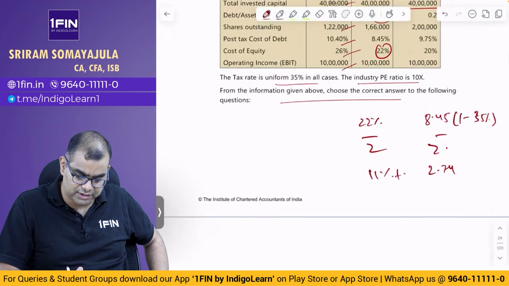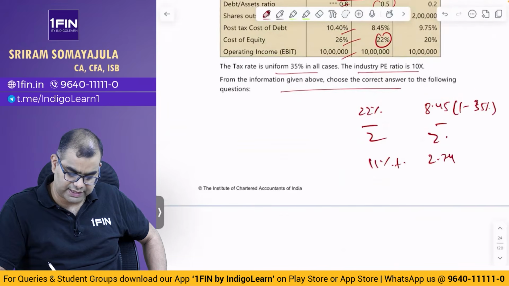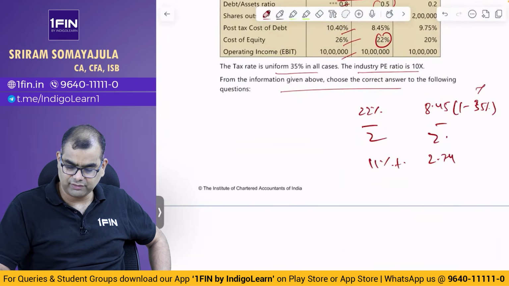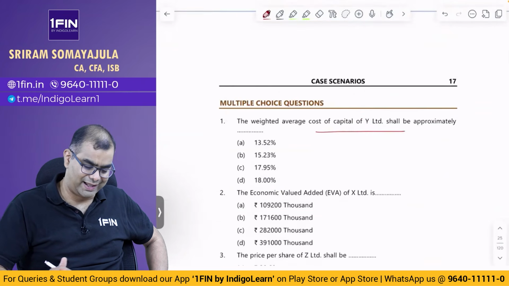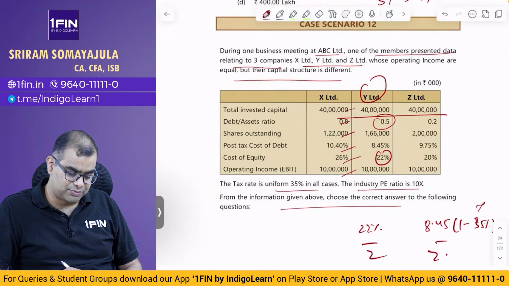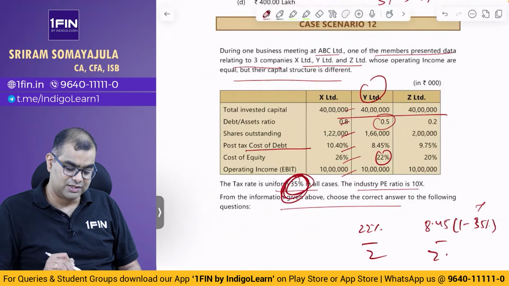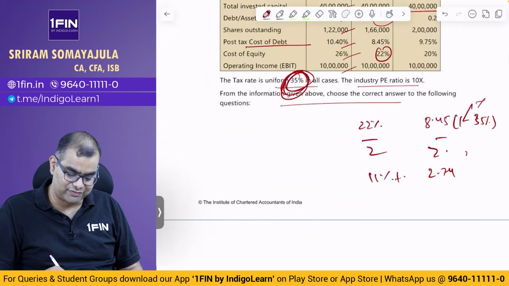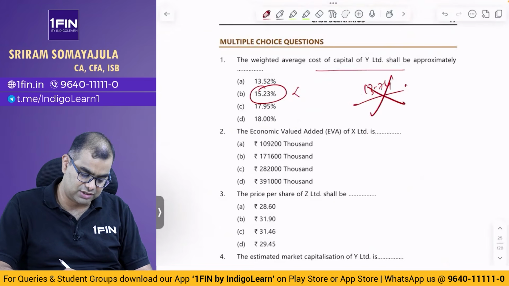13.74625. Why is it not there? We don't have anything like 13. Is there any mistake? If we don't take tax, what will happen? 8.45 divided by 2 plus 11, 15.225, isn't there? Oh, this is post-tax cost of debt, is it? Oh, my mistake. The tax rate is not relevant here, because it is post-tax. See, made a mistake. So, be very, very careful. I thought it is pre-tax cost. It is actually post-tax cost. So this is correct only.